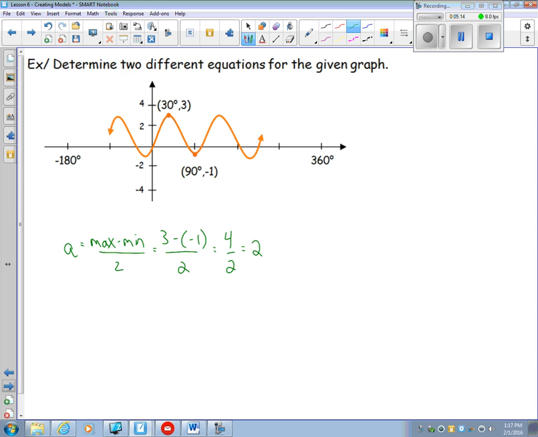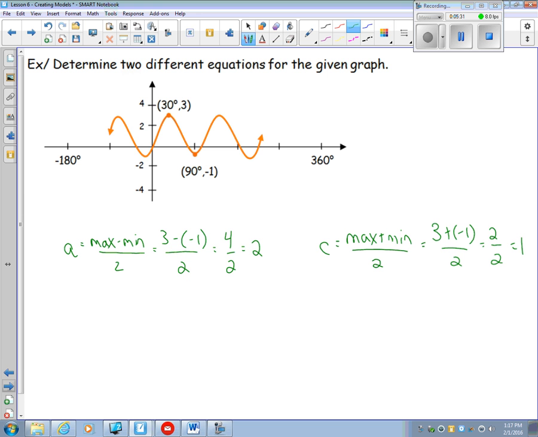The next easiest thing to find is the C value. Max plus min divided by 2. Our average. So 3 plus -1 divided by 2 is 2 over 2, which is 1.